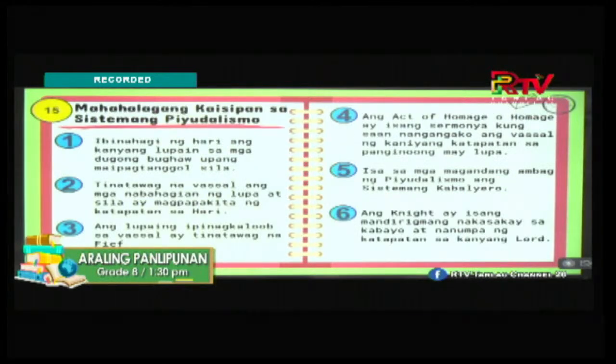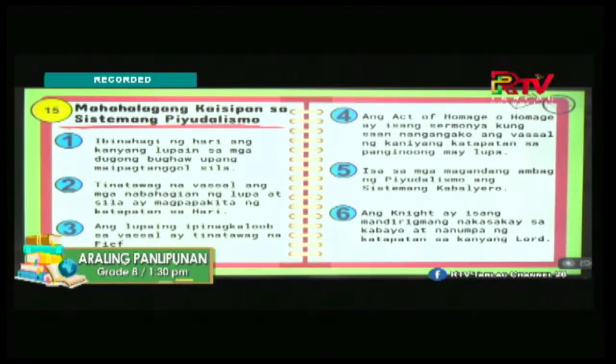Atin namang tatalakayin ang mga mahalagang kaisipan sa sistemang feudalismo at ito ay ang mga sumusunod. Una, ibinahagi ng hari ang kanyang lupain sa mga dugong bughaw upang maipagtanggol sila. Pangalawa, tinatawag na vassal ang mga nabahagian ng lupa at sila ay magpapakita ng katapatan sa hari. Pangatlo, ang lupaing ipinagkaloob sa vassal ay tinatawag na fief. Pang-apat, ang act of homage o homage ay isang seremonya kung saan nangangako ang vassal ng kanyang katapatan sa Panginoong may lupa.